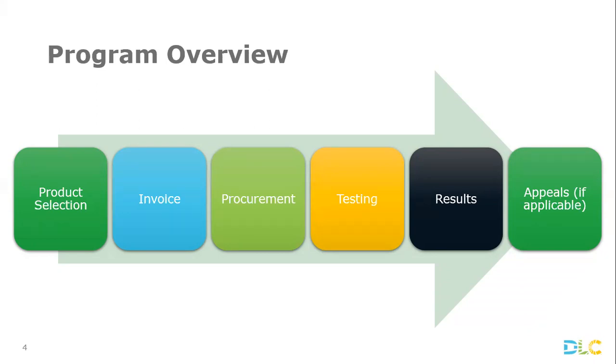The next step is procurement, however long it takes for each individual manufacturer to procure a product. We do have an 8-week timeline, an 8-week maximum, but I'll touch on that a little bit more later. And then once we have received the product, it goes into testing. And then we evaluate the results here at the DLC. And then if necessary, the last step would be an appeal.